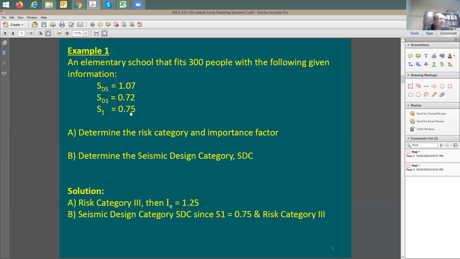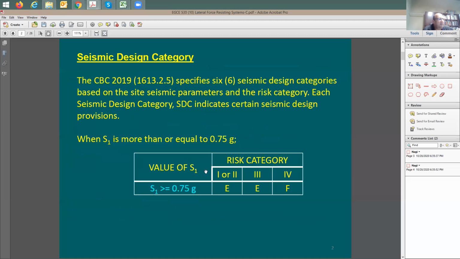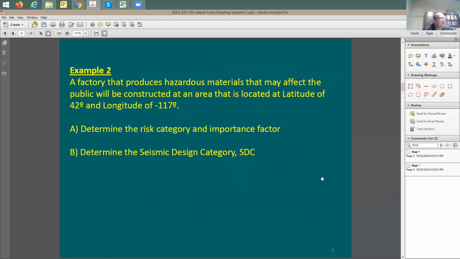And once you have this S1 of 0.75, 0.75 and more in risk category 3, I'm going to go back here to look at it. This is going to be E, because S1 here is equal to 0.75 G, and the risk category is 3, so my size design category is going to be E. That's exactly what I have there.